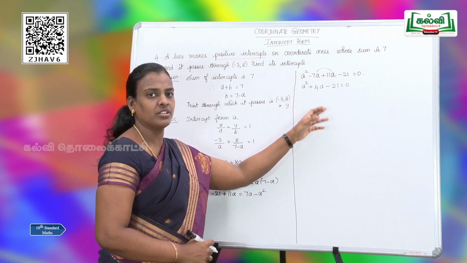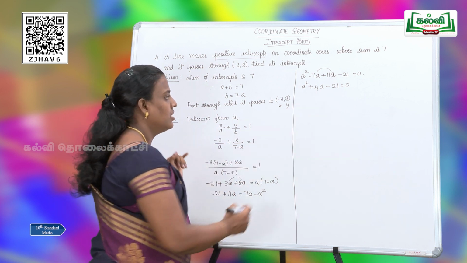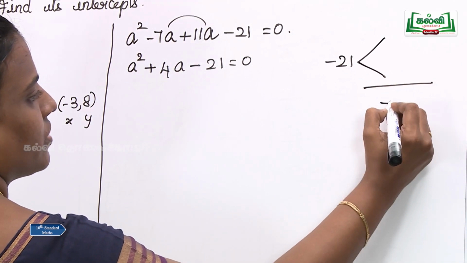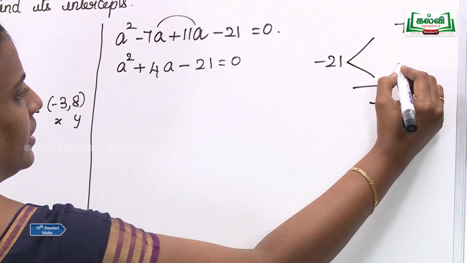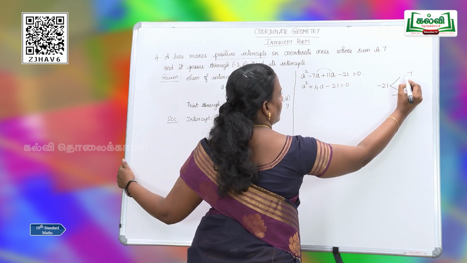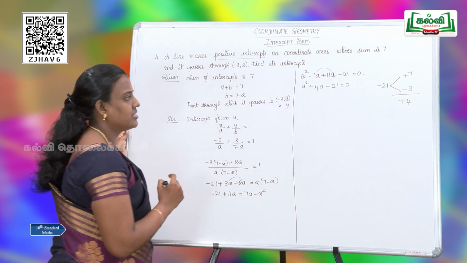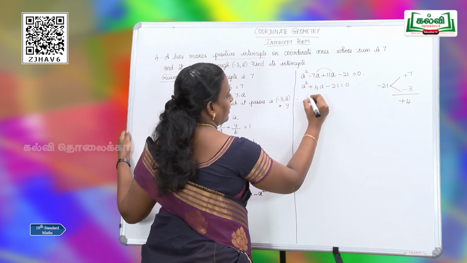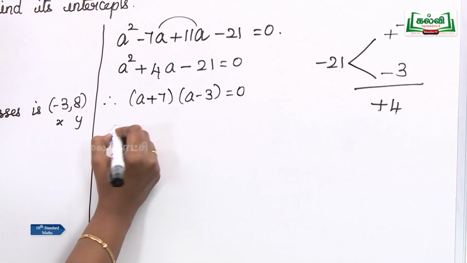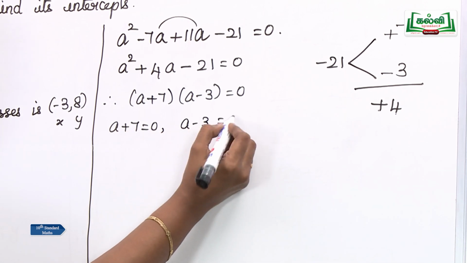Okay. Now, this concept you have learnt in your 9th standard in factorization. So I am going to factorize this. So when I multiply, I should get minus 21. When I add or subtract, I should get plus 4. So 7 3s will give you 21. When I subtract both, I will get 4. So here plus, here minus, because here you will put the sign of the greater number and 7 is the greater number. So therefore, I will write it as a plus 7 into a minus 3 equal to 0. So a plus 7 is equal to 0 or a minus 3 equal to 0.